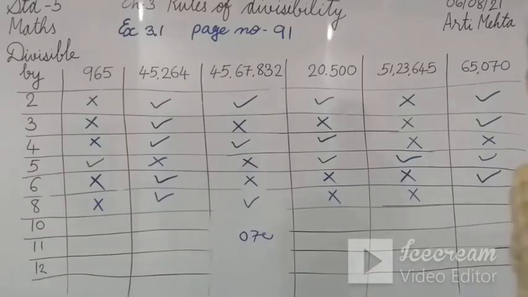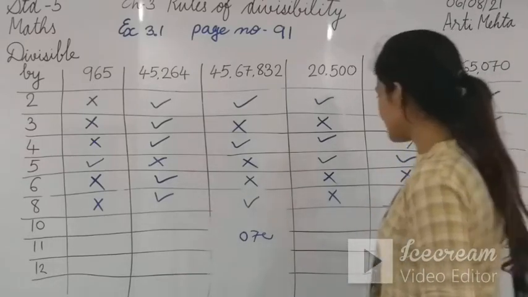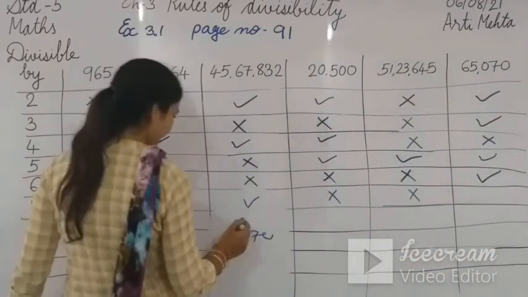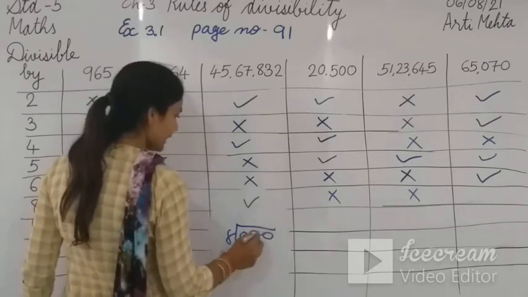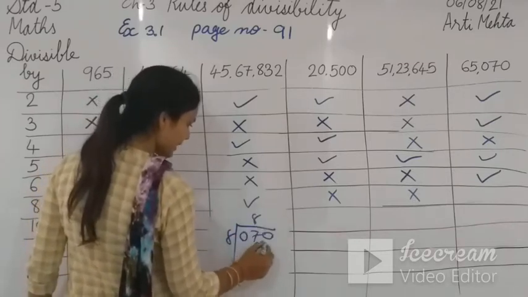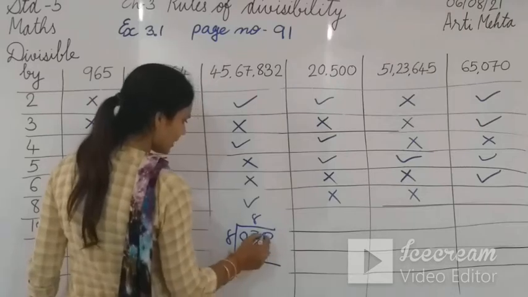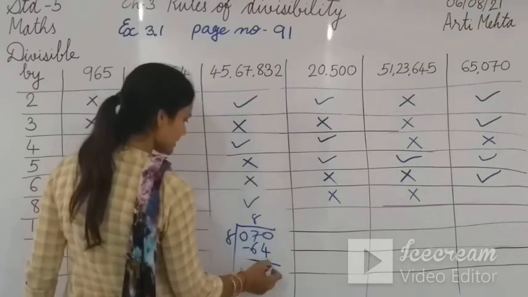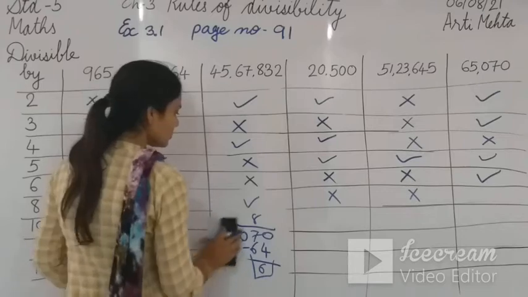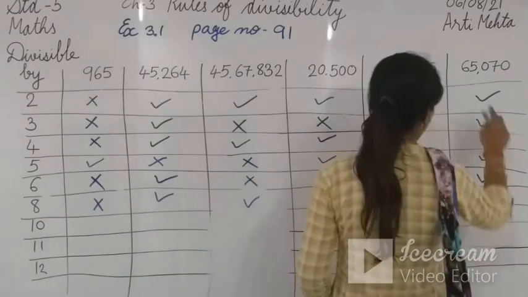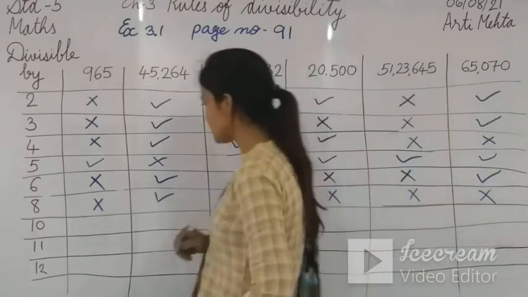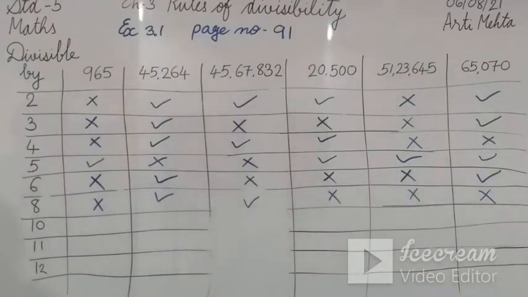Okay, here 70 is there. 70 is not divisible by 8. See here, we see 0 is there. See 70. 8 8s are 64. 8 9s are 72. Okay, 70 minus 64, 6 is the remainder. So 70 is not divisible by 8. That's why 65,070 is not divisible by 8. Understood?